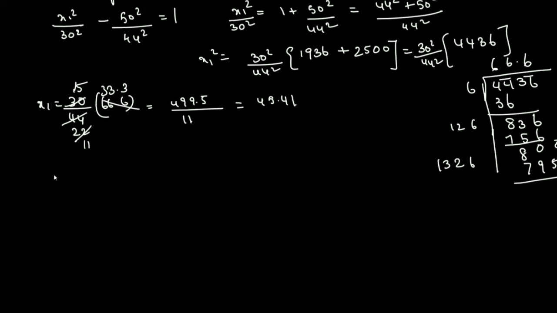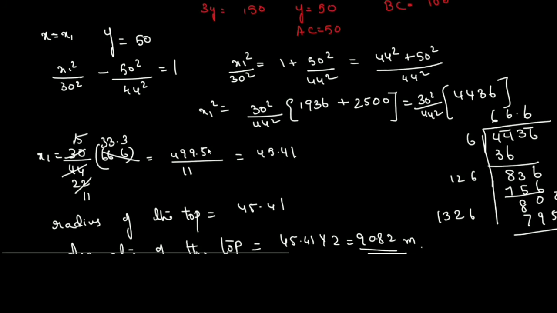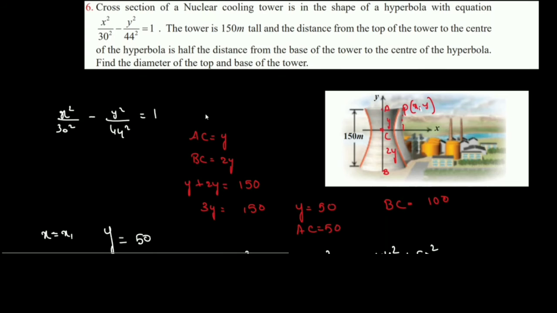So x1 is the radius of the top, 45.41. They ask you to find the diameter. So the diameter of the top will be 45.41 into 2, that is 90.82. Now we have to find the radius of the base, the diameter of the base we have to find.